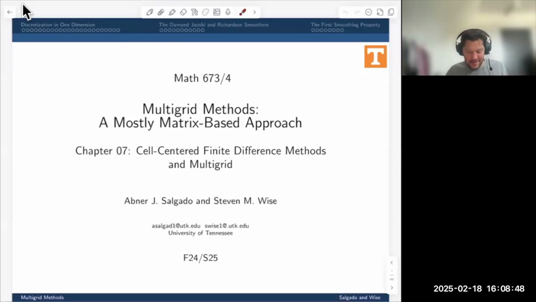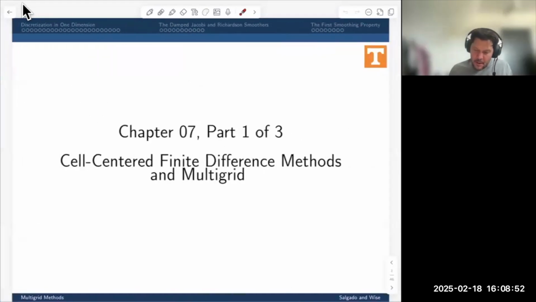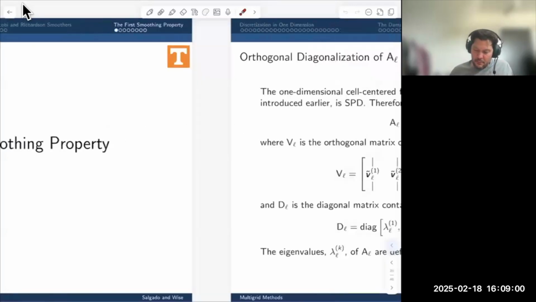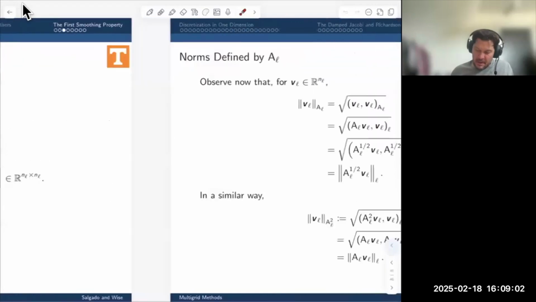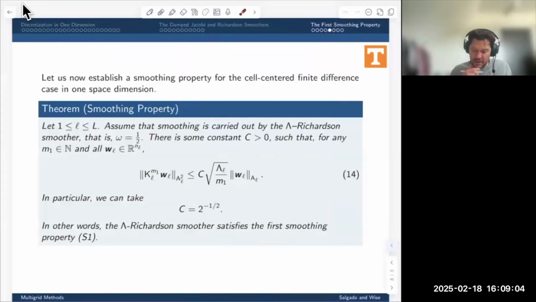I think there'll be 3 slide decks in total. And we made it almost all the way through. We were discussing this idea of the first smoothing property. So let me remind you of the result that we started trying to prove.